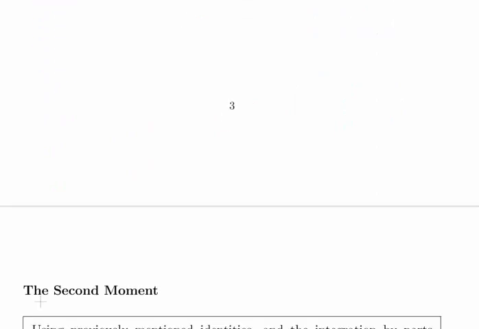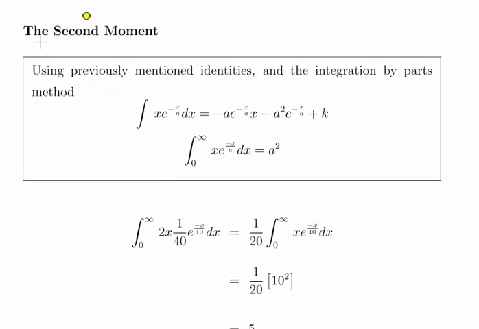Okay? Now, the second moment. Now, this is going to require using previously mentioned identities, which I used at the start of this video, and integration by parts. We could show that the expected value, the integral of x times e to the minus x over a dx, is as follows. Okay? And when we evaluate that from 0 to infinity, we can state that as a squared. Okay? So x times e to the minus x over a dx. When we integrate that from 0 to infinity, we work it out. It should work out to be a squared.